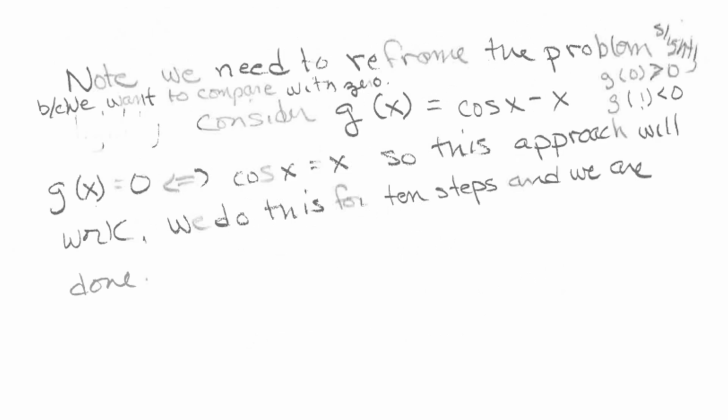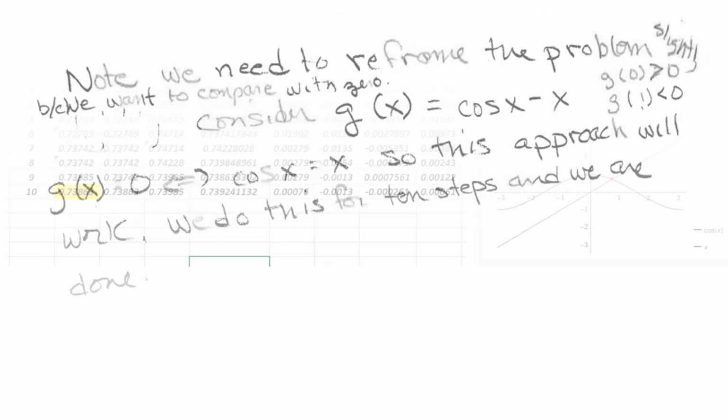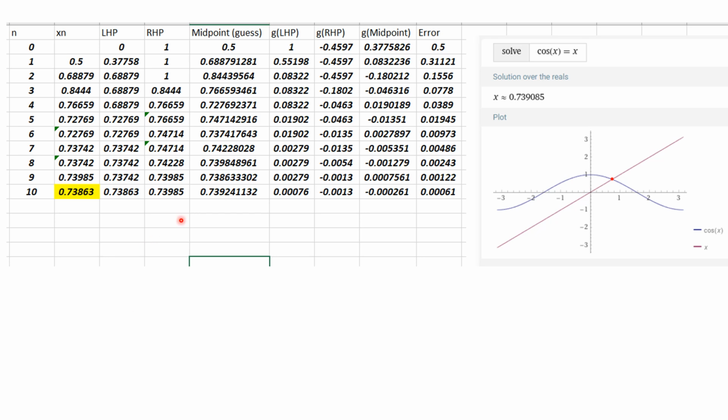Now, note that in order to compare things to 0, we do need to reframe the problem slightly. And so we're going to be looking at g of x equal cosine x minus x. And you see the solution here, where we find the 0, is the same as cosine x equal x, but this way the process will work. And please note, my dear students, that g of 0 is bigger than 0 and g of 1 is less than 0. Okay, so this approach will work, and that's what we will do.